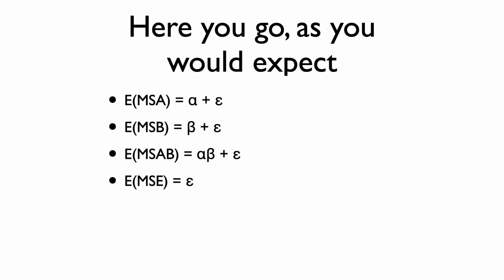I hope you can see what we're going to do here. We're just going to take mean squared A, divide by mean squared error. Mean squared B, divide by mean squared error. Mean squared AB by mean squared error. And that's going to give us the effect of A, the effect of B, and the effect of AB. So we're going to do 3 F-tests, but all 3 of them have the same denominator for the fraction, which is mean squared error.